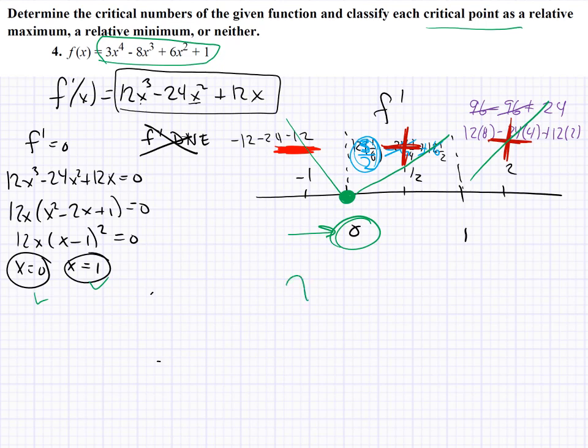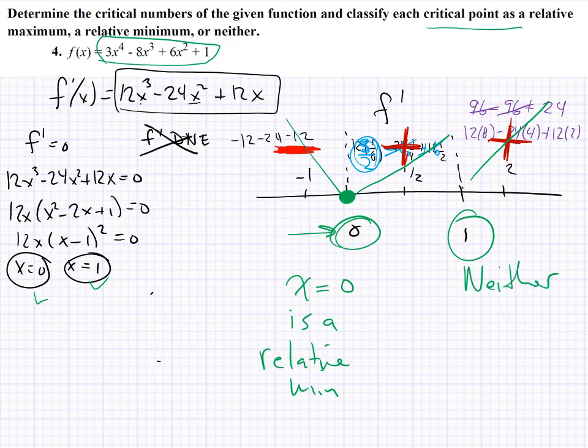Well, this critical number, x of 0, is a relative min. And this is neither. Now that's just the x value. If you actually wanted to find the point, we would need the y value as well. We all know that in order to get the y value for a point, we go back to the original function. So the point would be 0, f of 0. That would be the actual point where the relative min exists. But this question just said to tell me whether or not that critical point is a relative max or min.